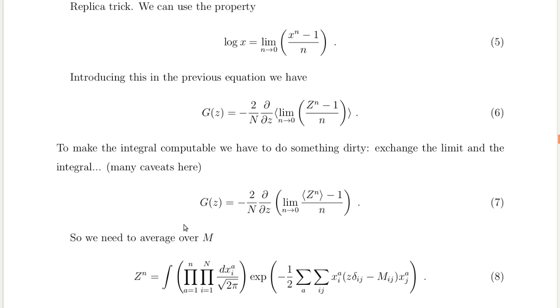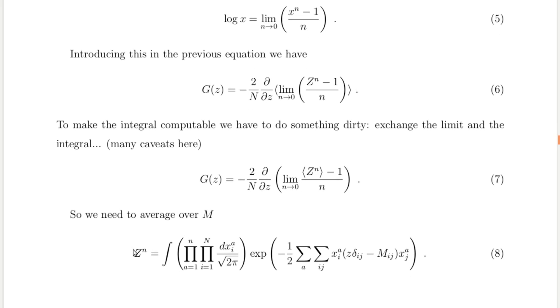Okay, so if small n is a natural number, we can write Z to the n as a product of integrals. And then we can introduce on these degrees of freedom another index, going from 1 to n. This is usually called a replica index. And then we have this integral. And again, what you can realize is that this integral is again linear.